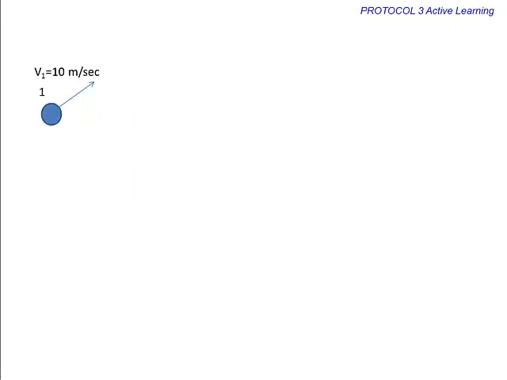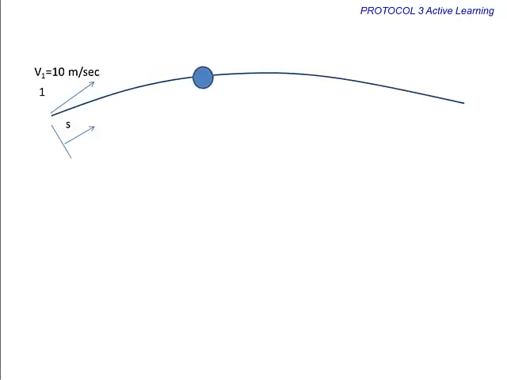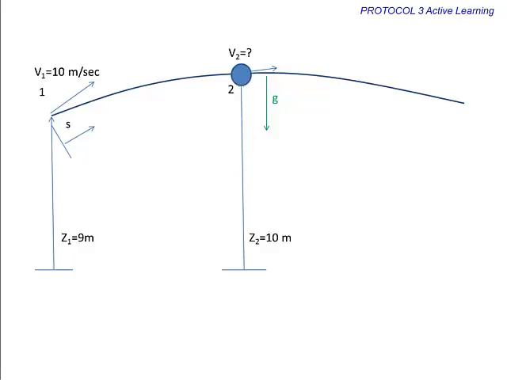Consider steady flow of air along a streamline from point 1 to point 2. The velocity of air at location 1 is 10 meters per second. Elevation of location 1 from the reference axis is 9 meters. Location 2 is 10 meters above the reference. Pressure at location 1 is 50 Pascal and at 2 is 10 Pascal. Calculate the velocity at location 2.